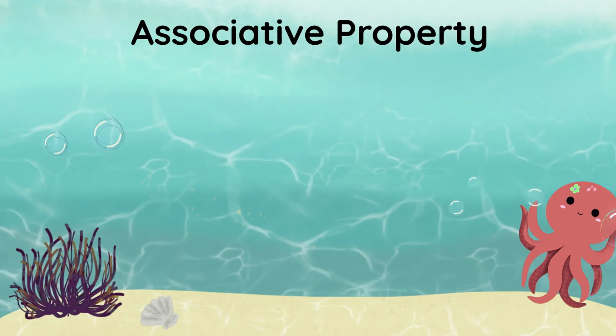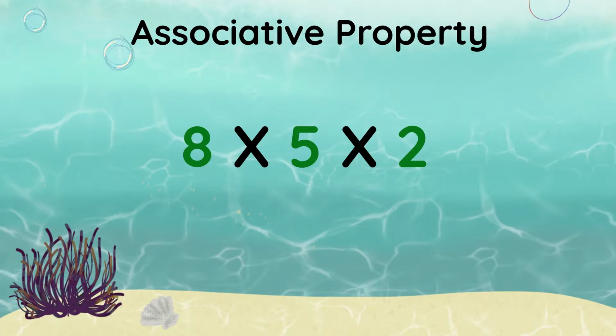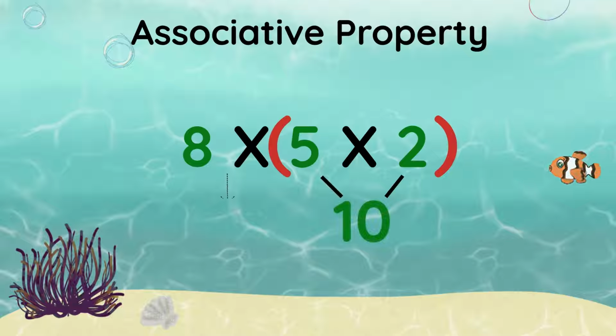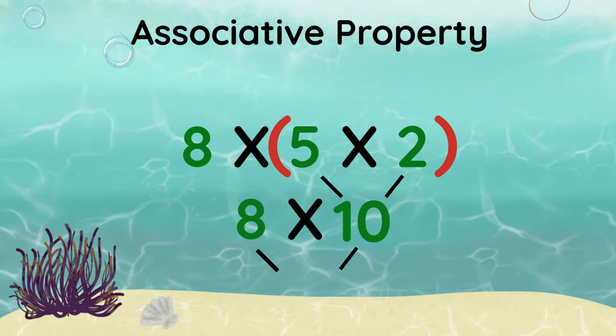How about another example? In 8 times 5 times 2, we could start with 8 times 5. However, to make our mental math easier, I will place my parentheses around factors 5 and 2. I know that 5 times 2 is 10. Next, we will multiply that answer by 8. 8 times 10 gives us a product of 80.